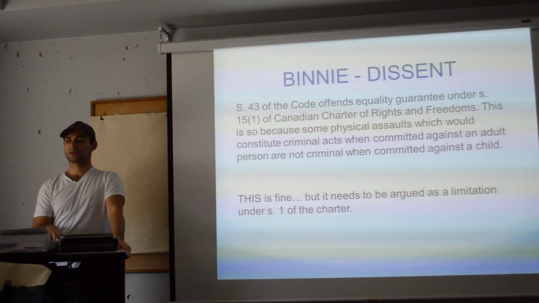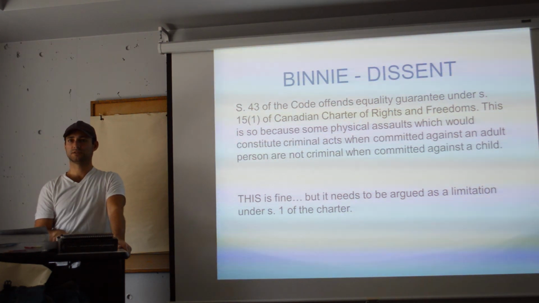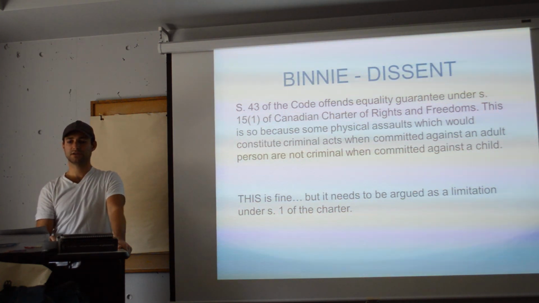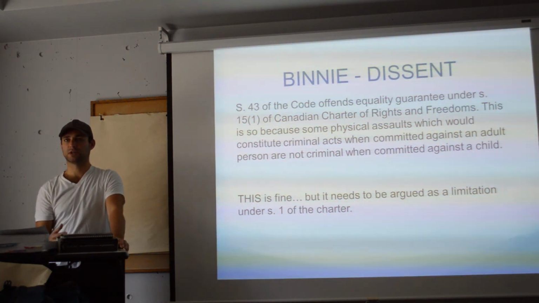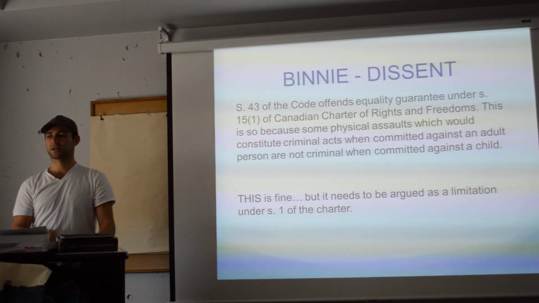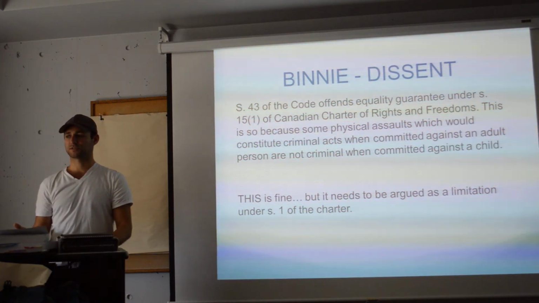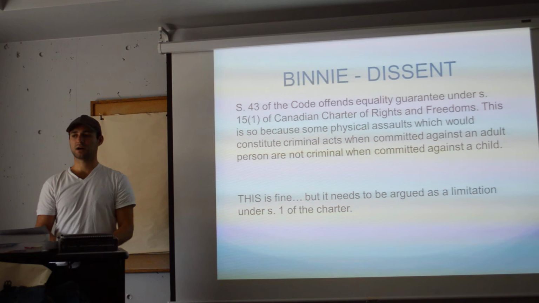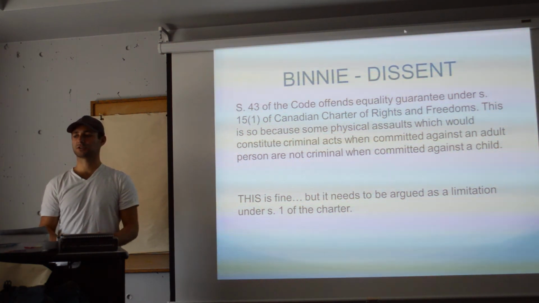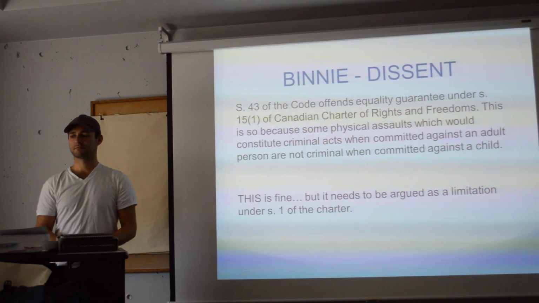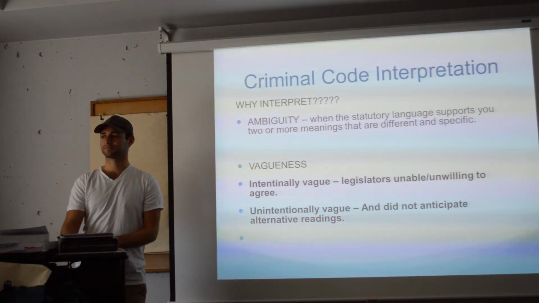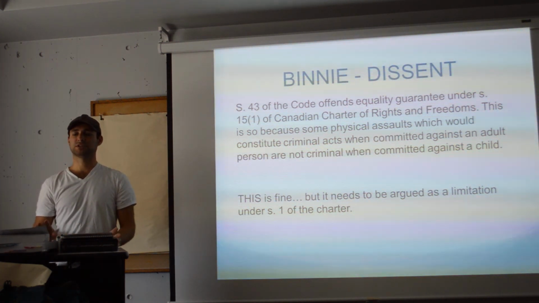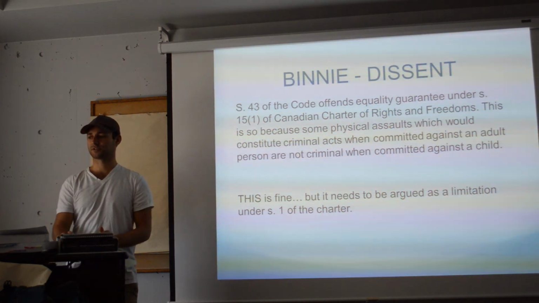Now, Binnie takes it a step further and says that physical assault against a child is allowed in this circumstance, so they're limiting the rule against assault. But if it were against an adult, it would, of course, be assault, and this offends the equality guaranteed under Section 15(1) of the Canadian Charter of Rights and Freedoms. And he says this is fine, but it needs to be argued under Section 1 of the Charter. And there's one more dissent that says, no, it's unconstitutional and it cannot be justified under Section 1 of the Charter. Let's just get rid of this.